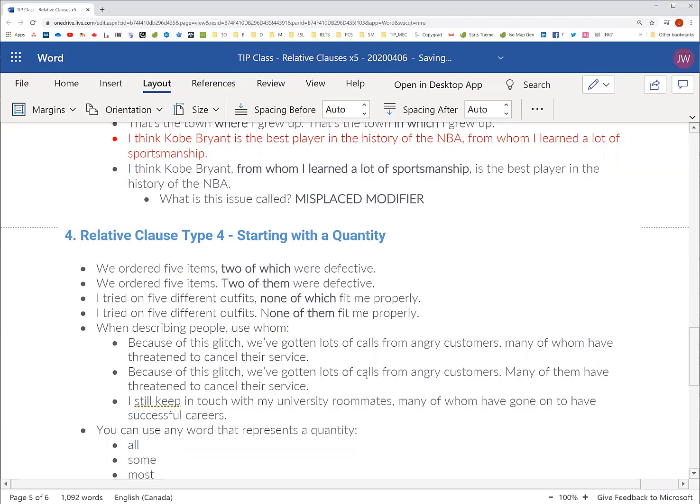Them here, is it related to calls? No, customers. Because the call can't threaten anything. A person can, right? Many of them changes to many of whom. If them refers to things, it's going to be many of which.